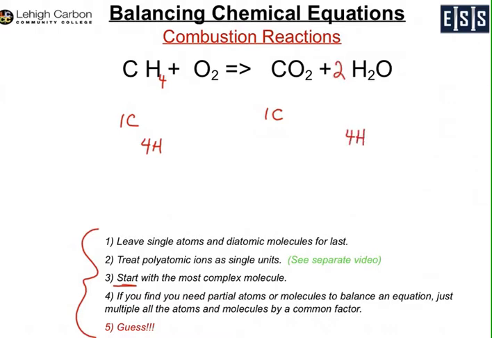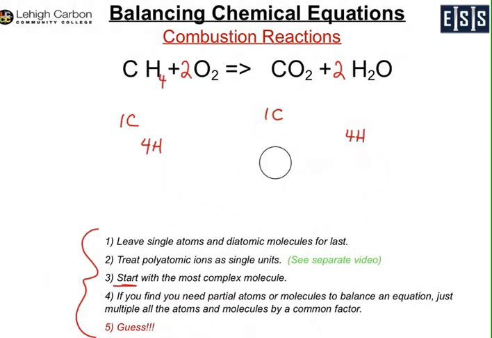Now all that's left is oxygen. On this side, carbon dioxide, we have 2 oxygen atoms. And with water, each one has 1 oxygen atom, but we have 2 waters. So that's 2 oxygens. Add those together, you have 4 oxygens on the right. To get 4 oxygens on the left, we would put a 2 in front of the diatomic oxygen molecule here. And now you're balanced.